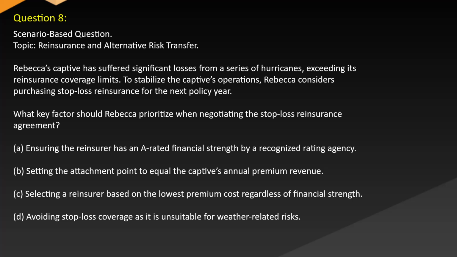A. Ensuring the reinsurer has a rated financial strength by a recognized rating agency. B. Setting the attachment point to equal the captive's annual premium revenue. C. Selecting a reinsurer based on the lowest premium cost regardless of financial strength. D. Avoiding stop-loss coverage as it is unsuitable for weather-related risks.